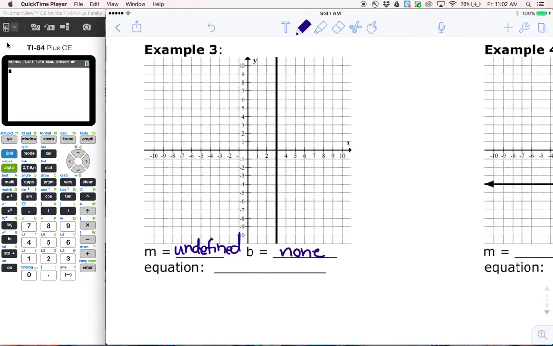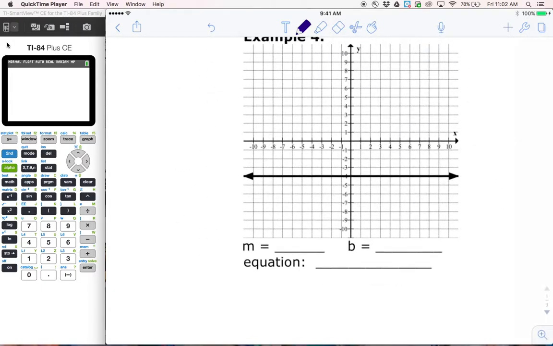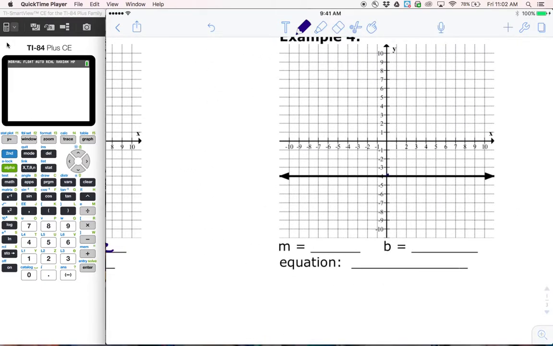So is my equation for this thing y equals undefined x plus none? No, that's not right. Let's look at the next one. All right, here I know my y-intercept is -4. I also recall from what I know about slope that if I have a horizontal line, my slope is 0. Well, I can work with that. Those are numbers, so I can say 0x minus 4. But I really don't need to write 0x, so I'm going to say -4. So that is my equation for this graph.